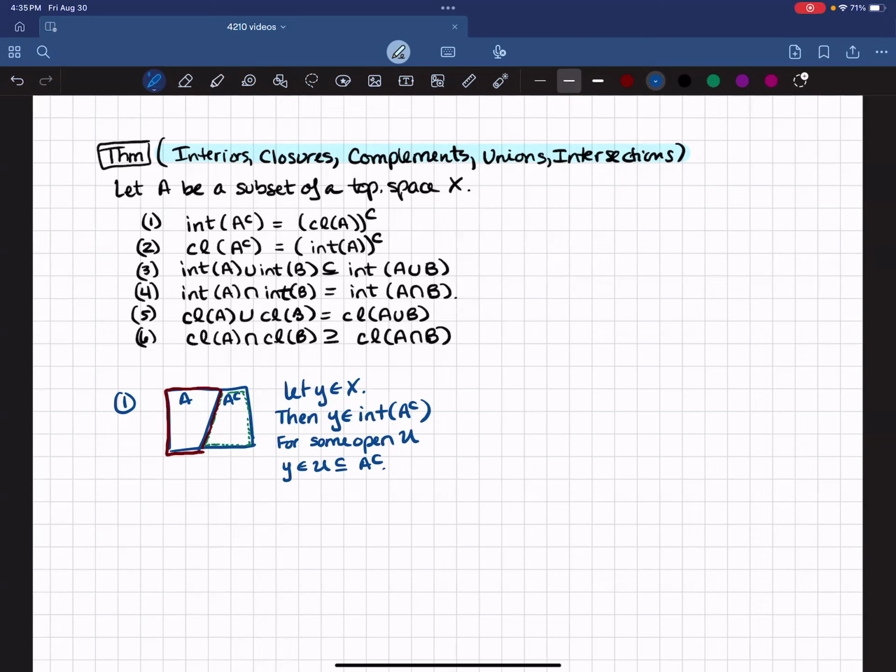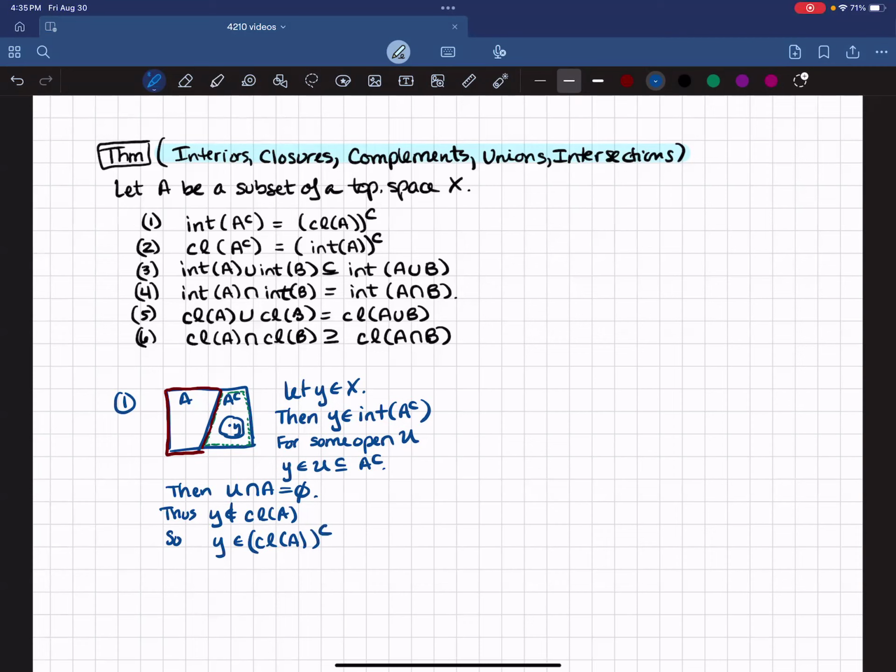Now, if U is a subset of A complement, so Y is here and U is a subset of A complement, that means that U intersect A is empty because U is entirely inside of A complement, so it doesn't touch A. Thus, Y is not in the closure of A. Because to be in the closure, you would say that every open set U that contains Y has to touch A. Well, this one doesn't touch A, so that tells me Y is not in the closure of A. And so that means that Y is in the complement of the closure of A.